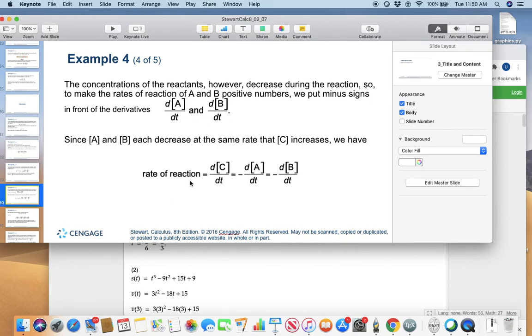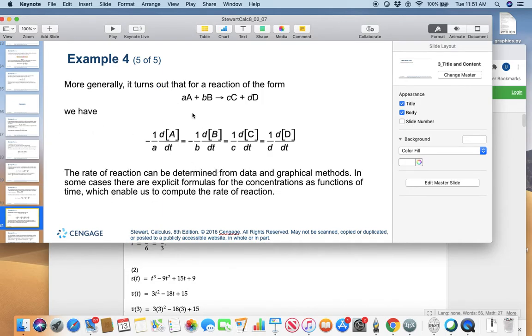So notice the reactants A and B decrease at the same rate that C increases. So the rate of reaction, that is d[C]/dt, is negative d[A]/dt, which is the same as negative d[B]/dt. Now the number of moles, so this is the molecule.